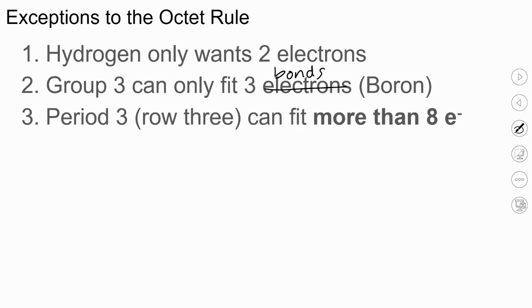They want to fit only 3 bonds, so that's up to 6 electrons. And then remember, period 3, that's the third row: sodium, magnesium, aluminum, silicon, phosphorus, sulfur. If we're in that row or below, those atoms can fit more than 8 electrons. They're big enough. That is an exception. You're not going to have to draw those, but some of the shapes that we're going to look at have extra electrons.